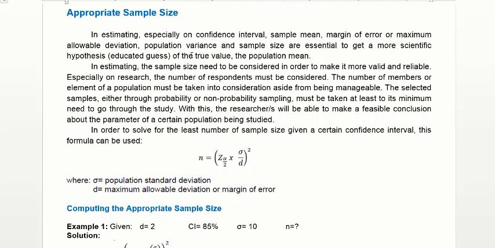So, in estimating, the sample size needs to be considered in order to make it more valid and reliable. Kaya nga sa mga research, ginagamit ito siya so that the number of respondents or sample na makukuha mo is appropriate. So, there is a formula for this one. This is different from the Sloven's formula, ha? This one, you already have the confidence interval. Pero ang Sloven's formula, hindi niya kailangan ng confidence interval. Ang kailangan ng Sloven's formula is the margin of error.